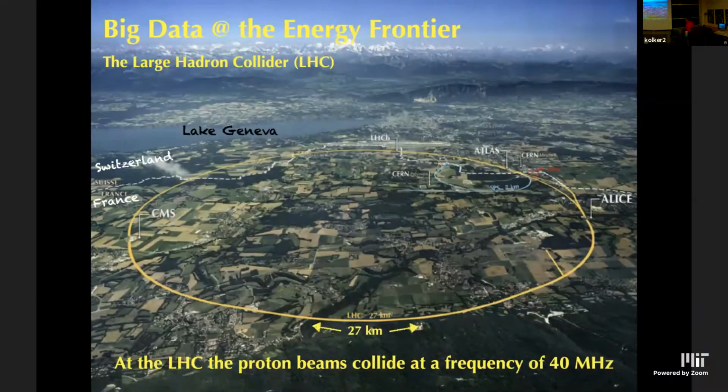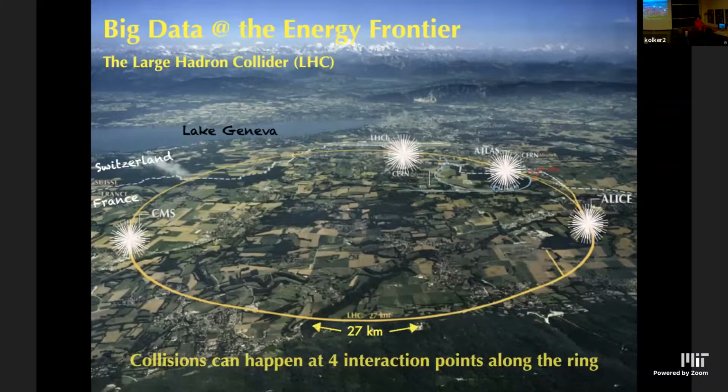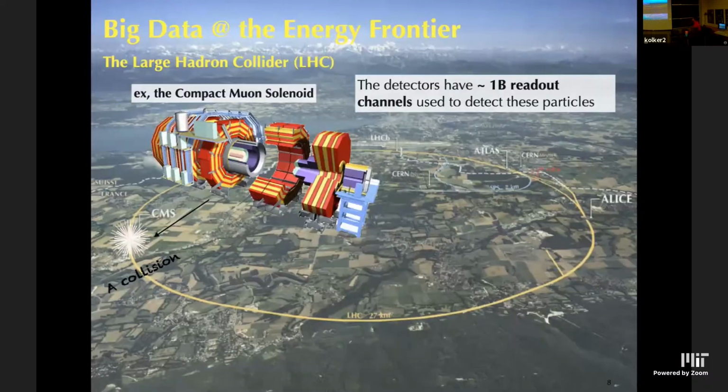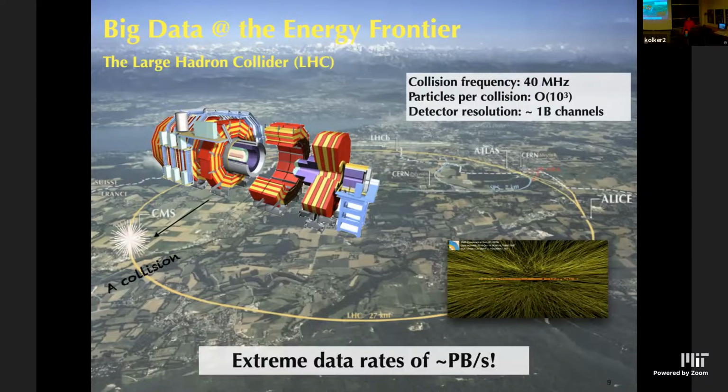The LHC is a ring of 27 kilometers located at CERN, part in Switzerland, part in France. It collides proton beams at a huge frequency of 40 megahertz. The collisions happen at 4 interaction points along the ring, and each collision produces thousands of particles. So we place huge detectors around the collision points to identify all of these particles. These detectors are very high resolution. They have about 1 billion readout channels used to detect the particles coming out of the collision. So we're dealing with extreme data rates of petabytes per second.